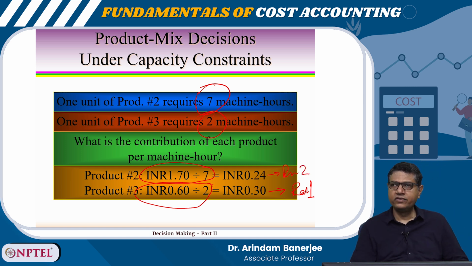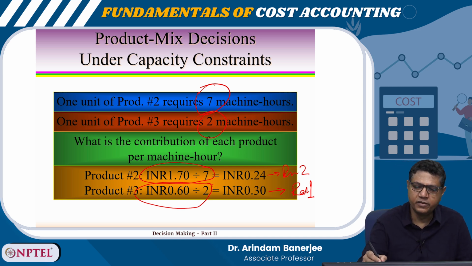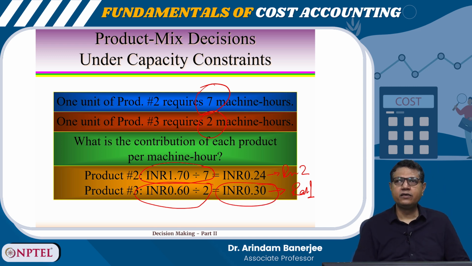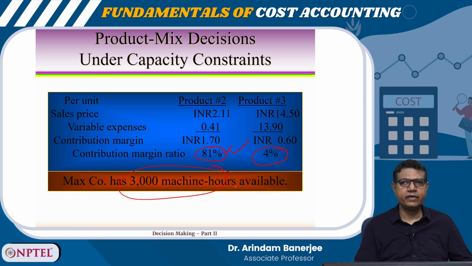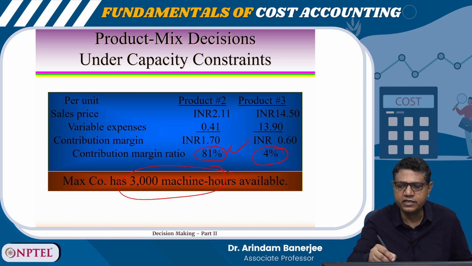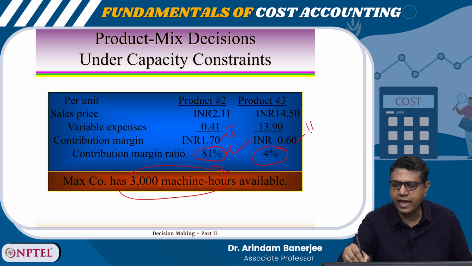So which one should I prefer now? Of course, I should prefer product 3 over product 2. So initially, when the machine hours were available in abundance, what was my ranking? If I go back, you see, this was rank 1 and this was rank 2.